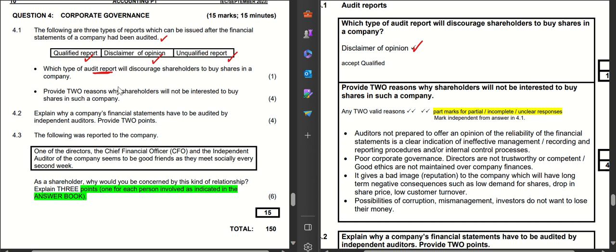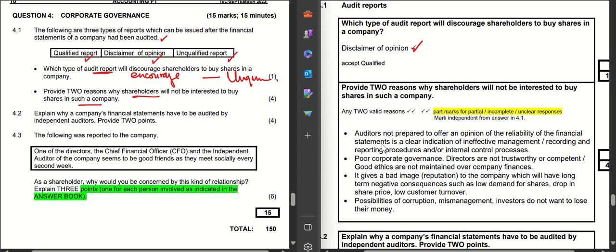Which type of audit report will encourage? What if they say encourage? What is going to be your answer here? If it's to encourage, it will become the unqualified. All right, the unqualified. Next question. Provide 2 reasons why shareholders will not be interested to buy shares in such a company.